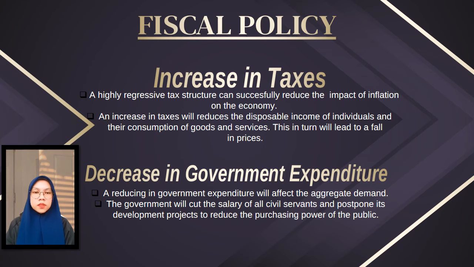Second is decrease in government expenditure. A reduction in government expenditure will affect the aggregate demand. The government will cut the salaries of civil servants and postpone its development projects to reduce the purchasing power of the public.